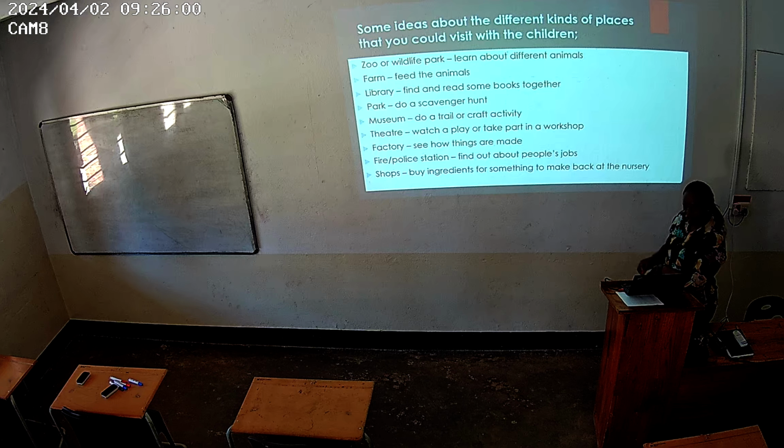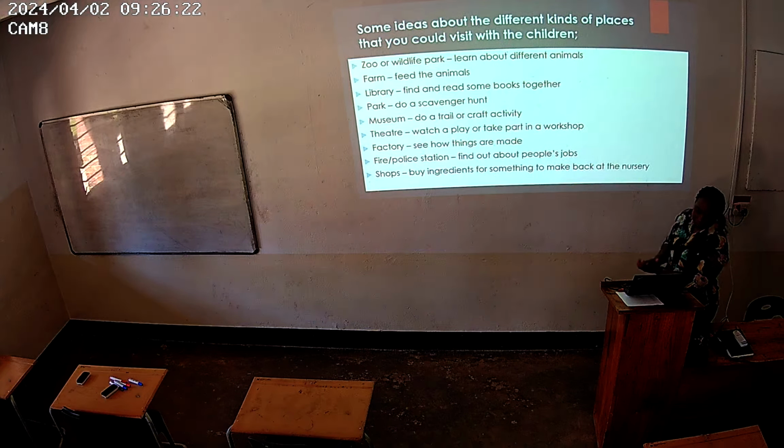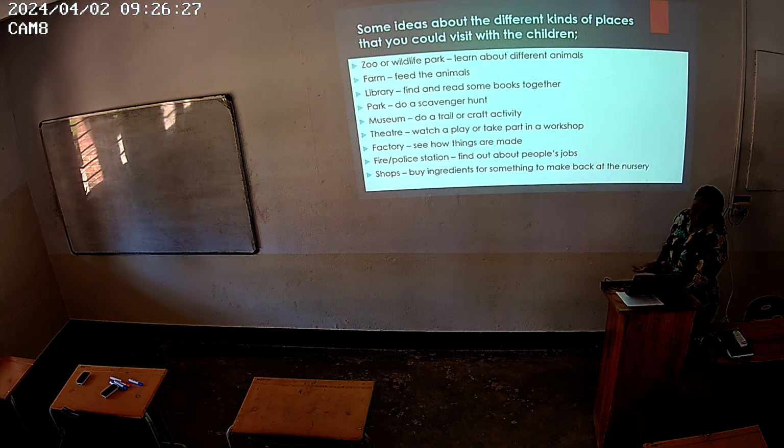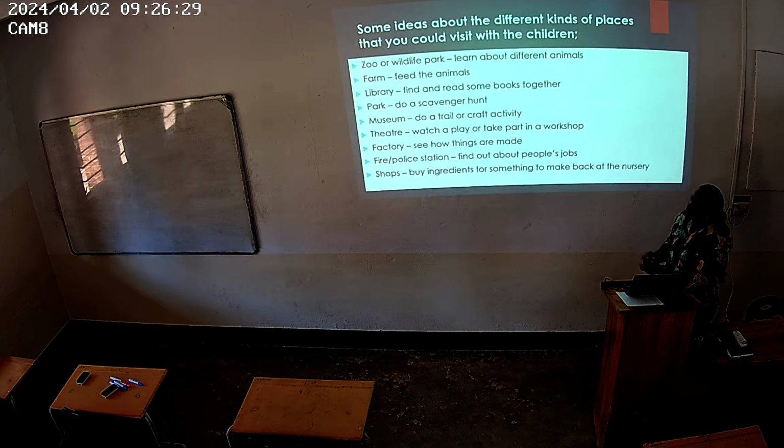They're also going to learn. They're going to have fun, but they're also going to learn. So usually when the kids go out for an outing, you encourage them to have fun, but you also encourage them to write what they see, because it's a part of the learning. You can take them to a zoo, a wildlife park, a farm, a library, a museum, a factory, a police station, shops. But make sure that it's educational.